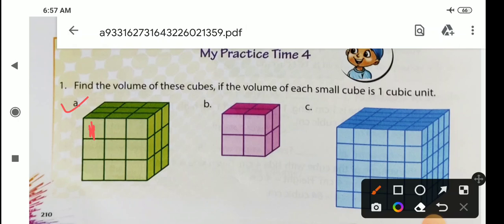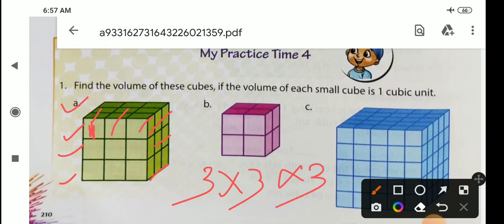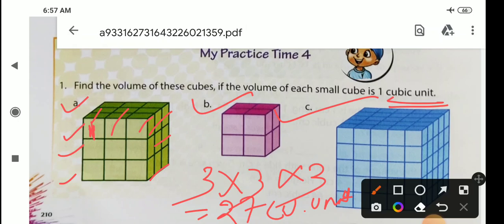Here, children, 3 layers are there. Okay. Then how many rows are there? 3 rows are there. Multiply 3. Then how many cubes are there in one layer? 1, 2, 3. 3 cubes are there. So multiply 3. So 3 multiply 3 multiply 3 is, children, 27. Then unit is cubic unit. It is given. So cubic unit you write. So like this, children, you complete B and C in your copy.